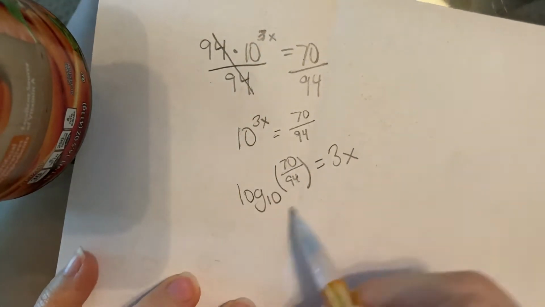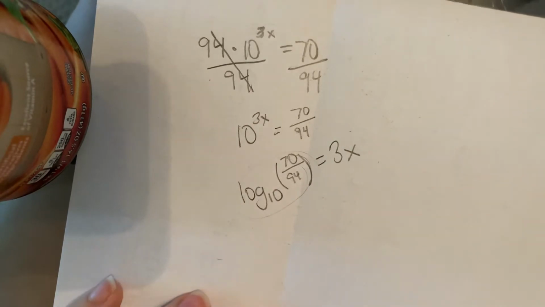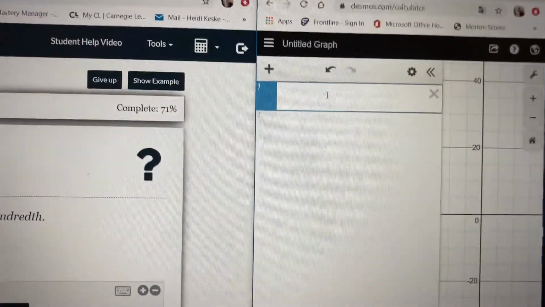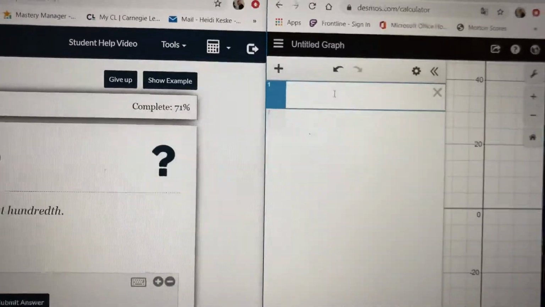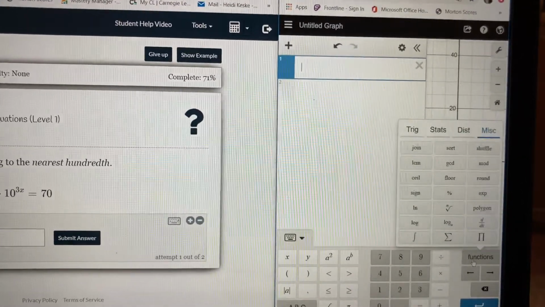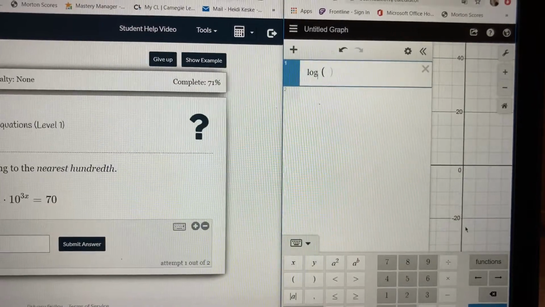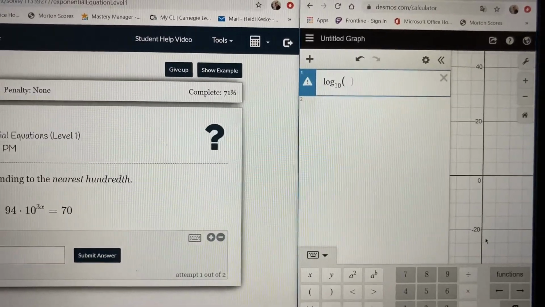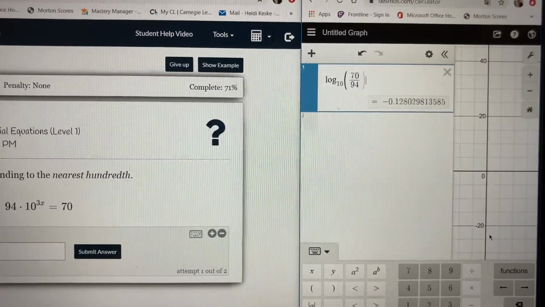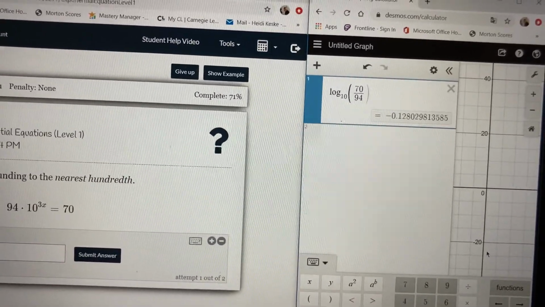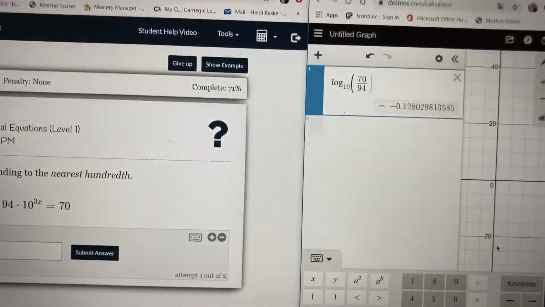Now this part here, we can use our Desmos calculator and type it in. I'll show you how I do that. So I need to go here. Now this is the same screen that you would graph on, but it'll just give you a numeric answer. So to type it in, I need to open up the keyboard at the bottom, click on functions, and you want log with the little base of a. That way you can type in the base. So this is log base 10. And then on the inside, I want 70 divided by 94. And there it tells you it's negative 0.128 equals 3x.